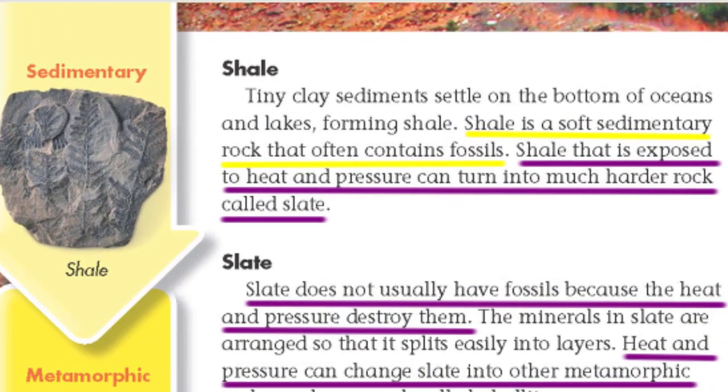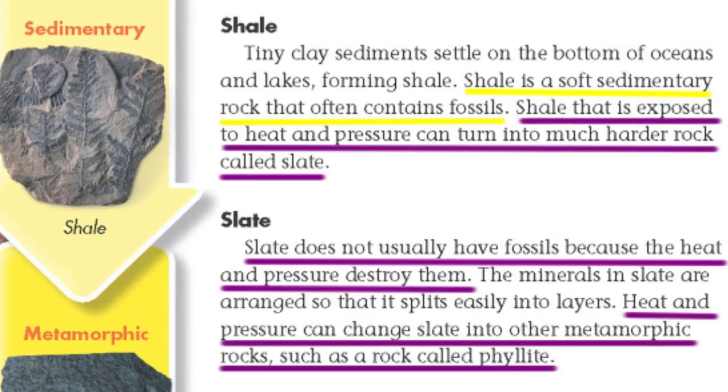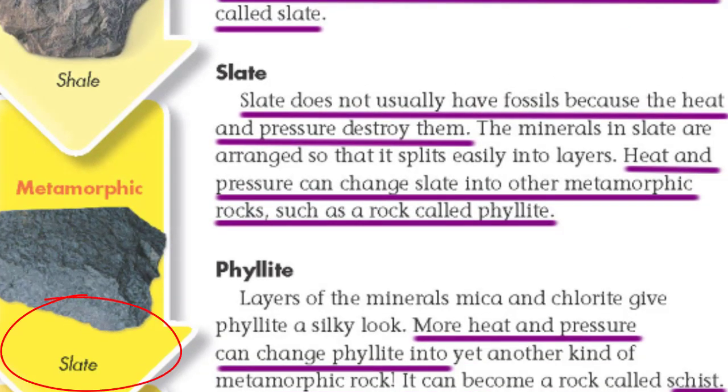It has four steps. Observe guys, the first is the type of rock called shale. Shale is a soft sedimentary rock that often contains fossils. Shale that is exposed to heat and pressure can turn into a much harder rock called slate. The second kind is slate. Slate doesn't usually have fossils because the heat and pressure destroy the fossils.